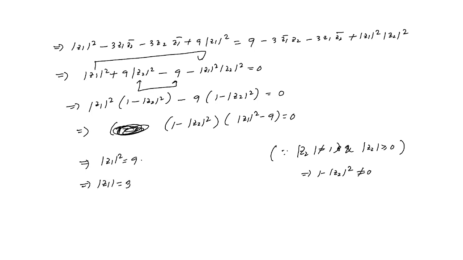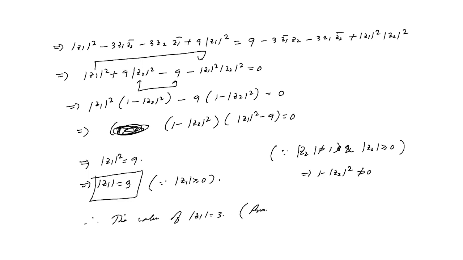It will be plus or minus 3, but minus 3 does not appear here because the modulus is always a non-negative quantity, always greater than or equal to 0. So we avoid the minus sign. The value of mod Z1 will be 3, and this is exactly what was asked to prove in the question paper. So this conclusion is done.